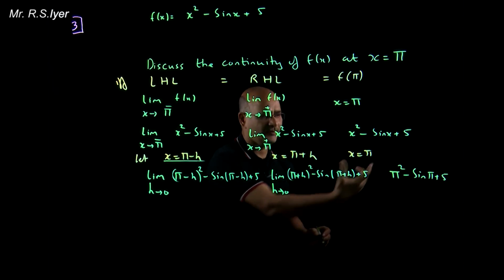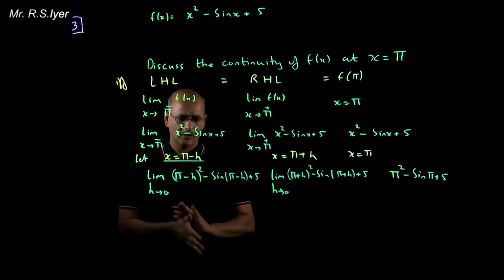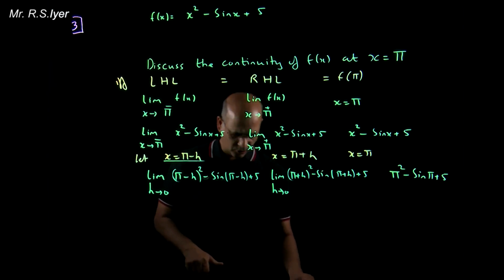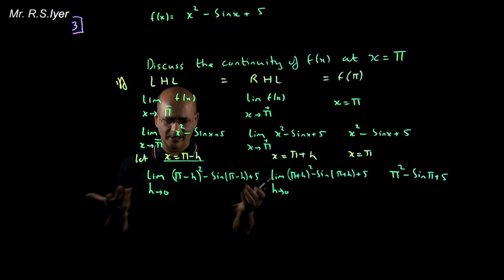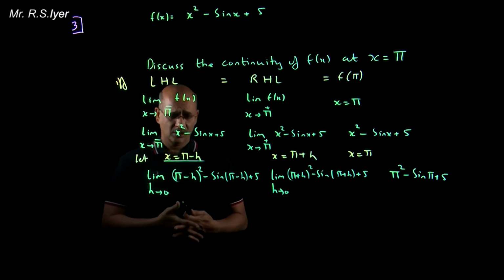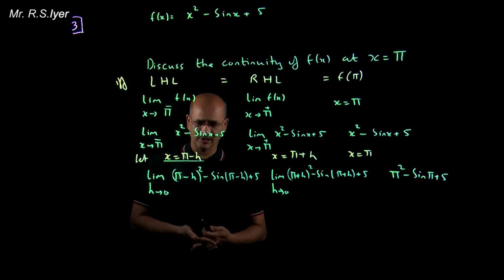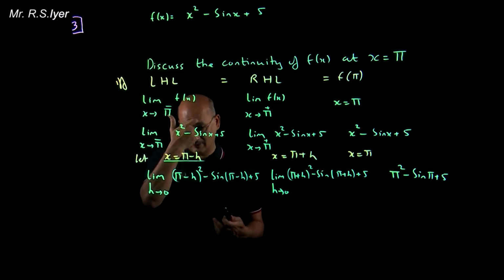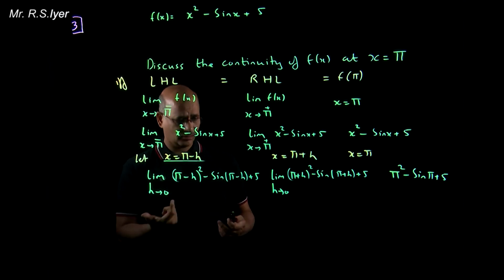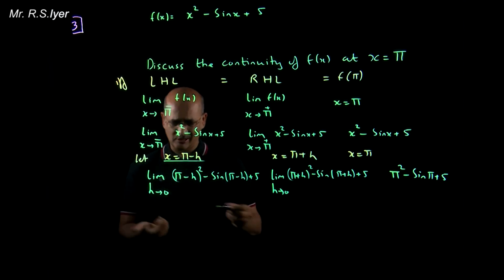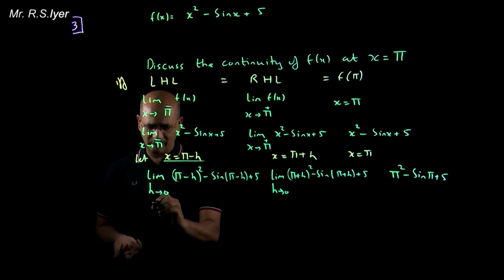This is my right hand limit. This is f of pi. Once you finish with this, I have some working to be done now. Basically the denominator is 1, so you can take the limit directly in this case because the denominator is 1. But before that, sin(pi minus h) is, I think, sin h only. So okay, I'll just evaluate this for your convenience.